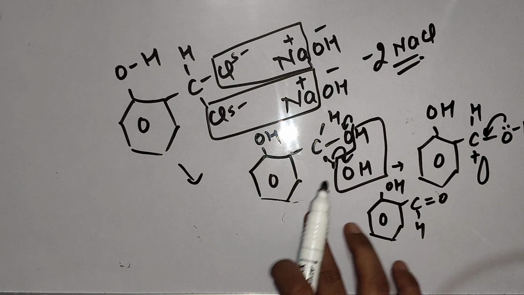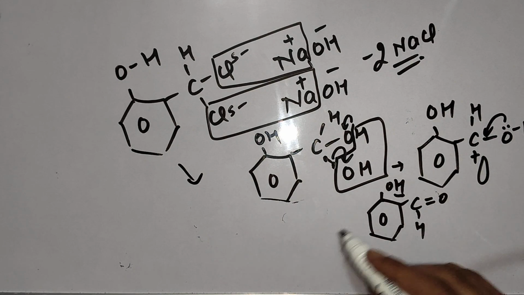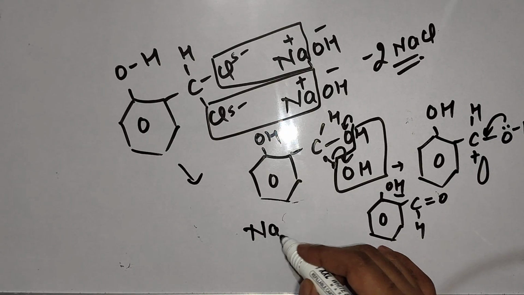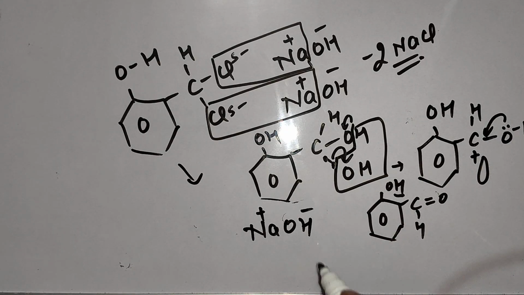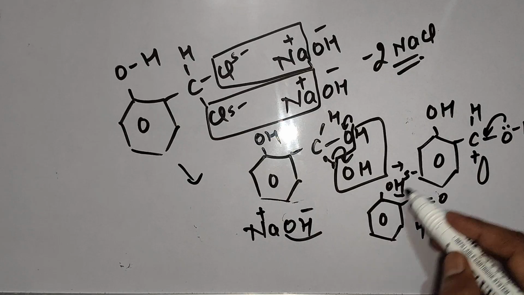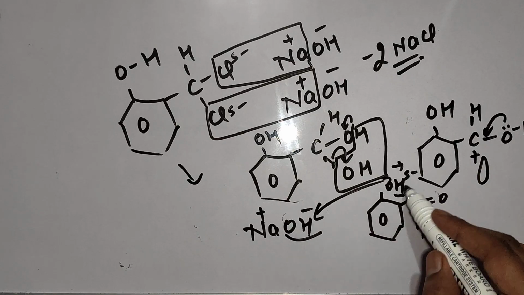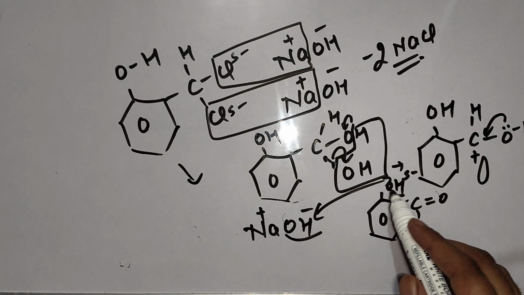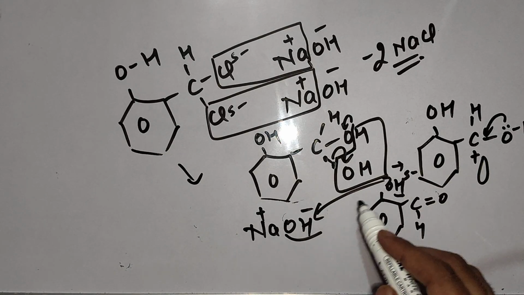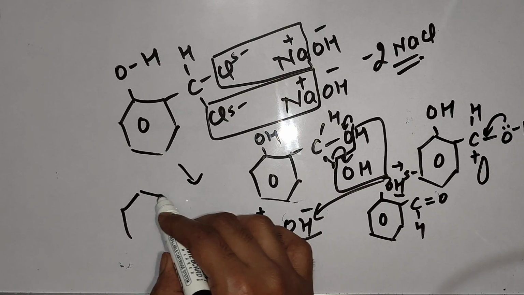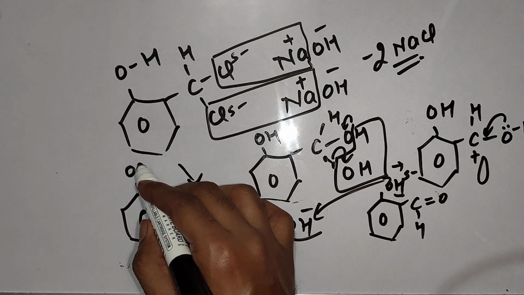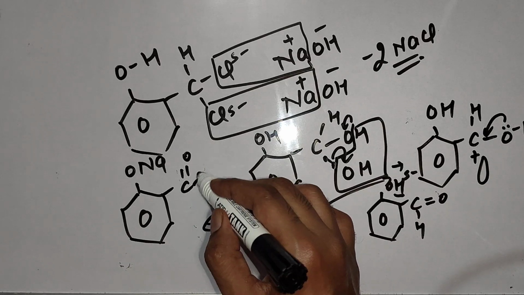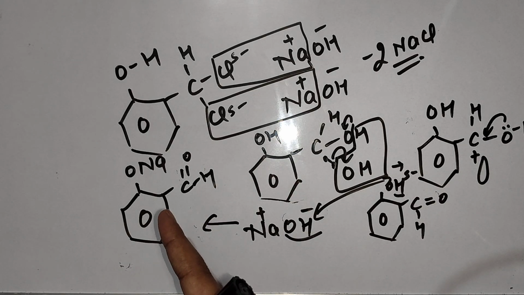Now, you know this hydrogen is also acidic, positively charged, and NaOH is a base. So one more NaOH can react with it. Positive, negative, OH negative, hydrogen positive, acid base reaction. H positive, OH negative, as H2O they will be released out. The bond between oxygen and hydrogen will break and at the place of hydrogen sodium will come. ONa and CHO. Sodium salicylaldehyde will be generated like this.